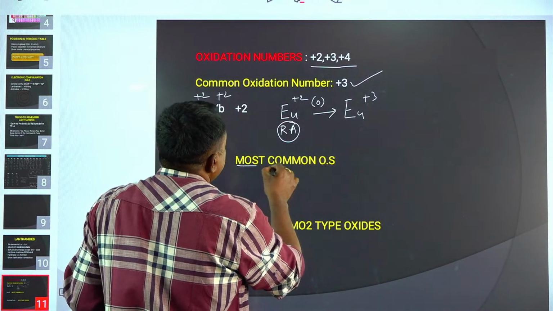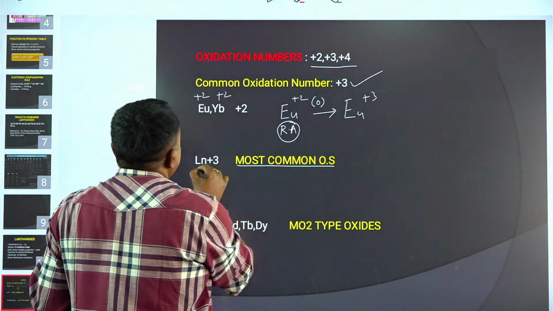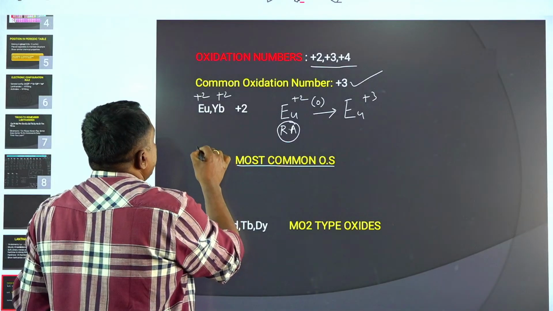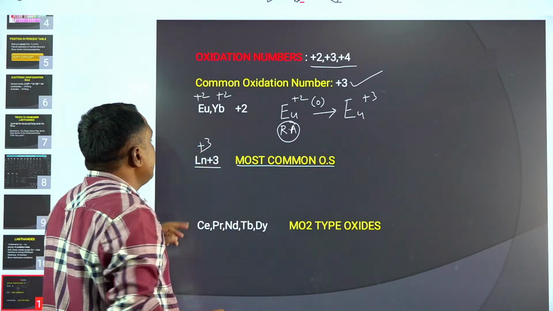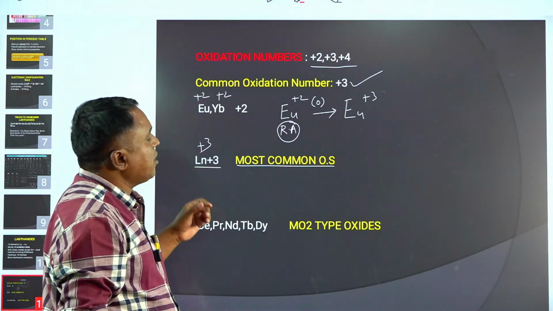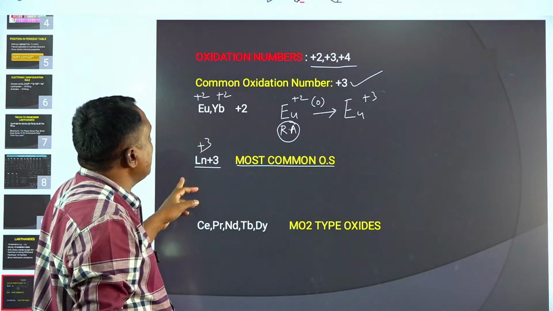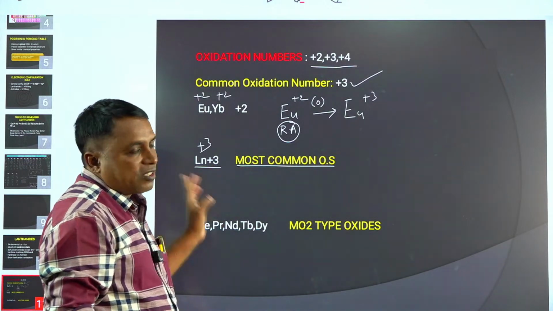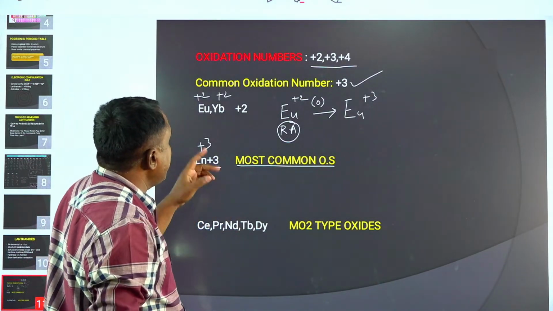So in common oxidation states, lanthanide elements generally exhibit the +3 oxidation state. All the lanthanide elements are going to lose 3 electrons. Therefore they will exhibit the +3 oxidation state.